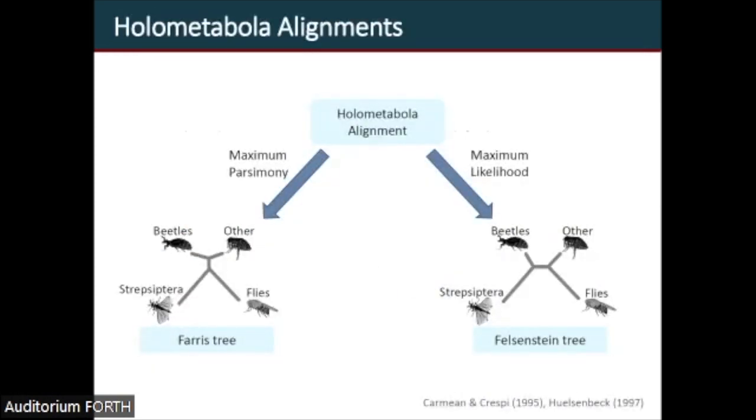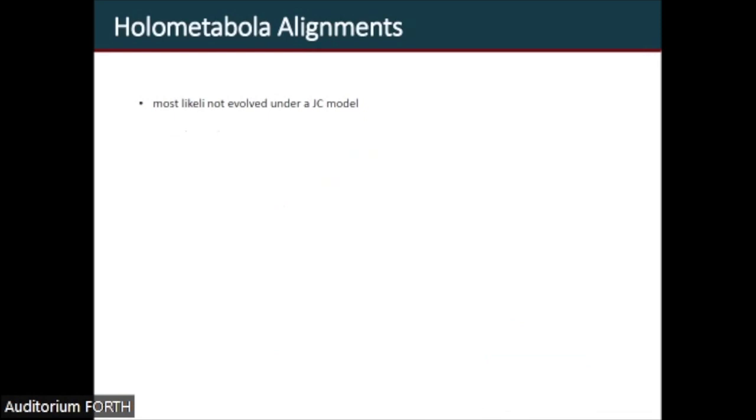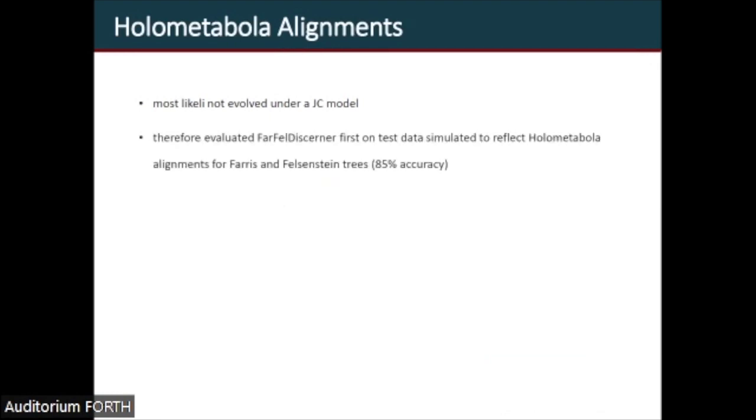And now let's go back to our original example of the holometabola alignments. There we kind of had a problem in the beginning, or we thought we had, because these holometabola alignments didn't evolve under a Jukes-Cantor model, or most likely they didn't. So what we could do was evaluate Farfeld-Soehner on data simulated to reflect the holometabola alignments. And actually, Farfeld-Soehner was rather good there, as it achieved an accuracy of 85%, which is even more than the accuracy on the F zone and N test data.